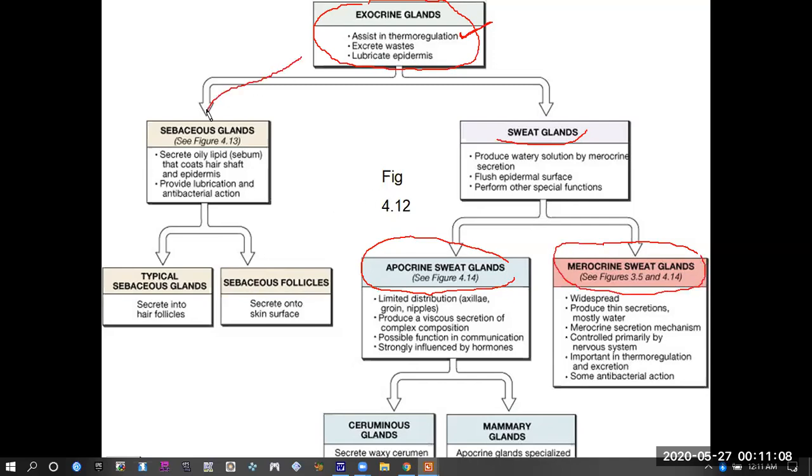And then we have the oil-producing sebaceous glands. And we're going to touch on the typical sebaceous glands, which we see connect to hair follicles, coating our hair in that protective oil. And sweat glands regulate our temperature. And related to the structure and development of the apocrine sweat gland, we have these two unique examples down here: ceruminous glands and mammary glands.